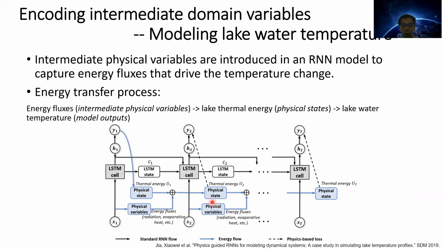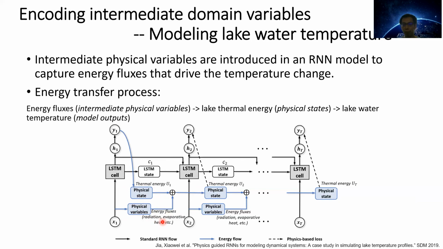So that means they correspond to some real physical variables. In our lake temperature modeling example, these physical states represent the lake thermal energy at every time step. The physical states at each time step can be calculated by combining the physical state at the previous time step and some intermediate physical variables. Here, these intermediate physical variables include different types of energy fluxes like solar radiation, the incoming and outgoing energy fluxes, and so on.